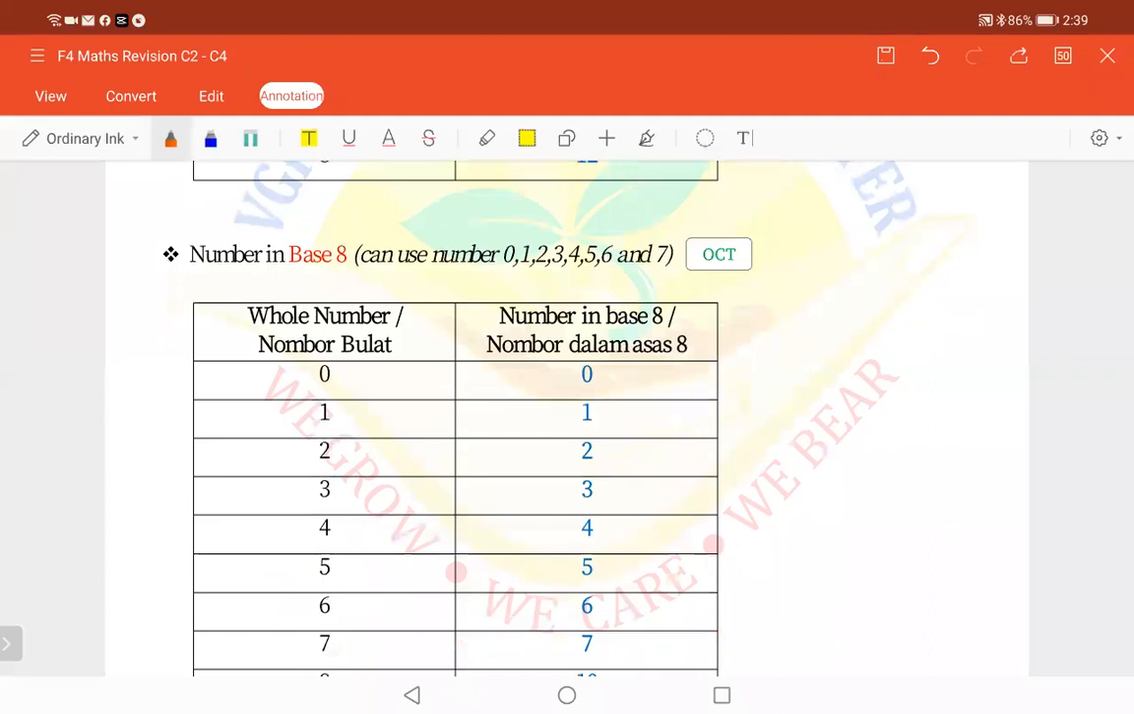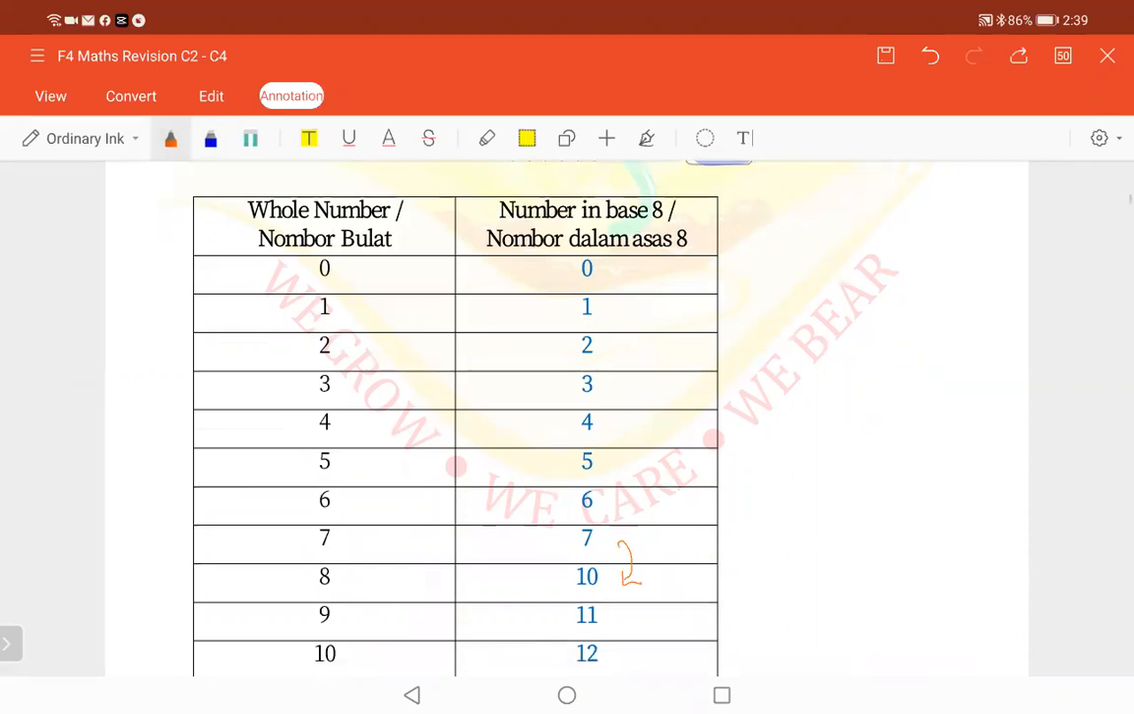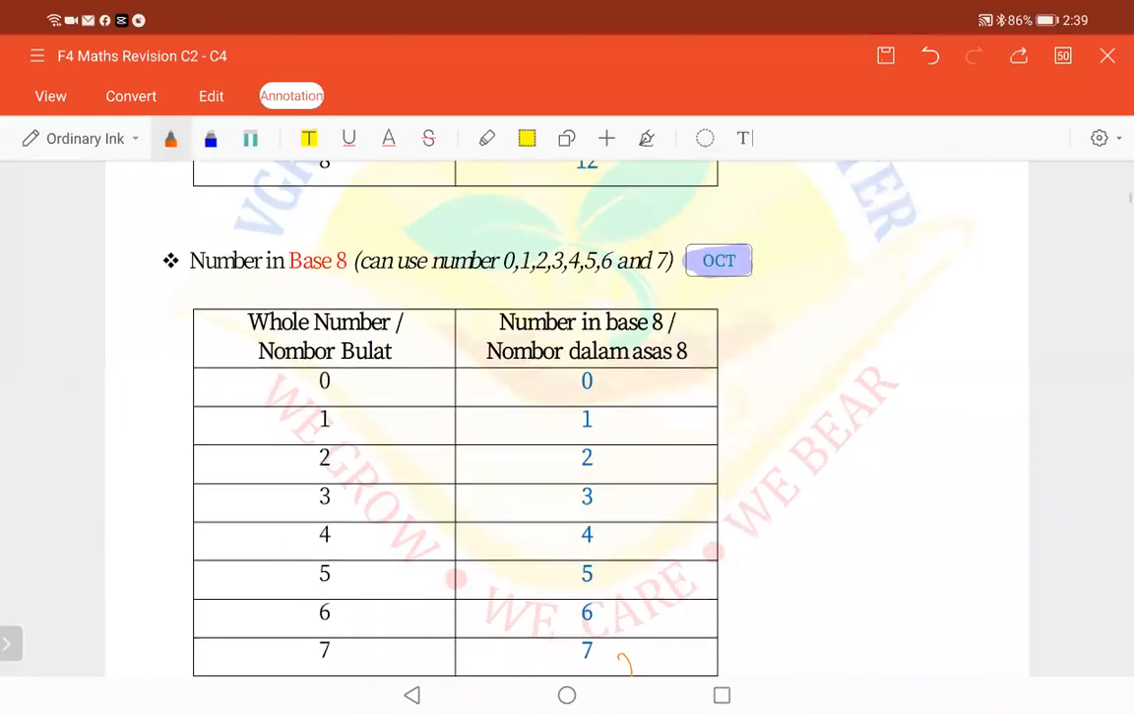Base 8, okay, you appear in your calculator. So it will be OCT, octagon. Okay, if you can remember, octagon has 8 sides. So oct means base 8. Okay, 0 to 7. After 7, you move to 10. Okay, so basically, this is the number.